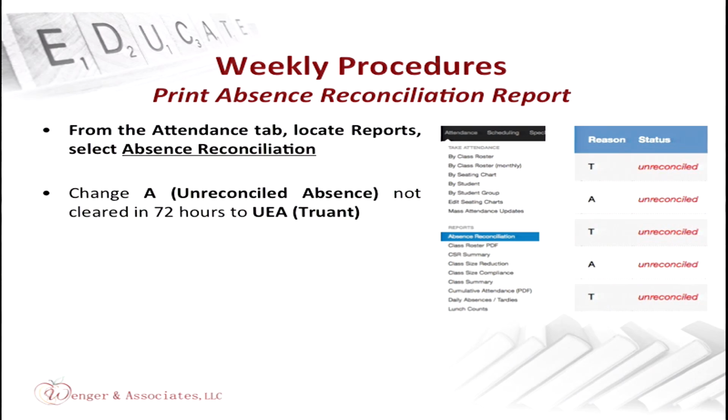So weekly procedures, this is that absence reconciliation. You do it daily, but at the end of the week, for those that are still remaining that you haven't cleared, you can do that 72-hour rule. So if I haven't cleared it daily and it's still remaining at the end of the week, I know that district policy allows me, for any one of them that are older than 72 hours, I have the right to go in and change those to an unexcused.